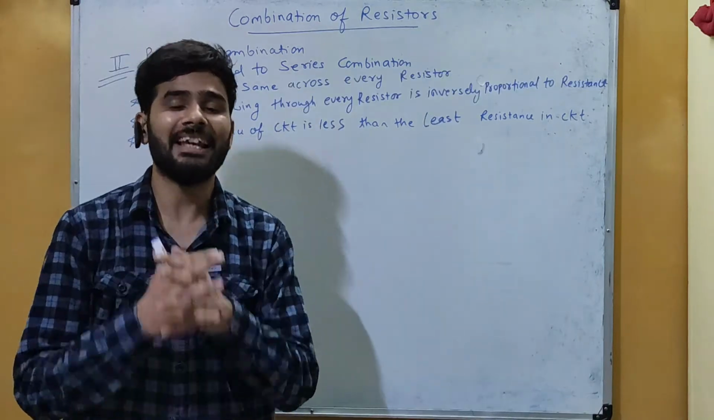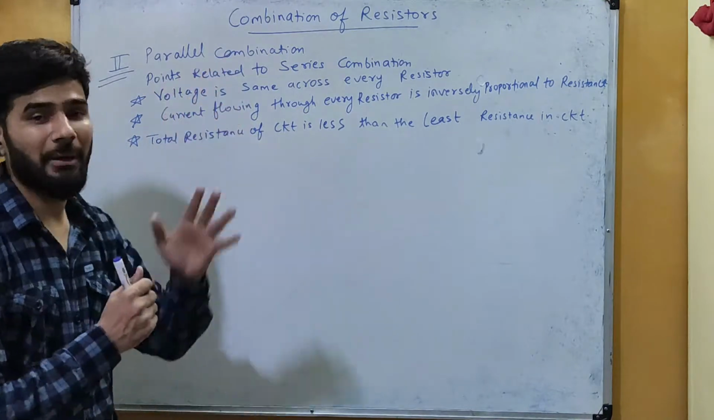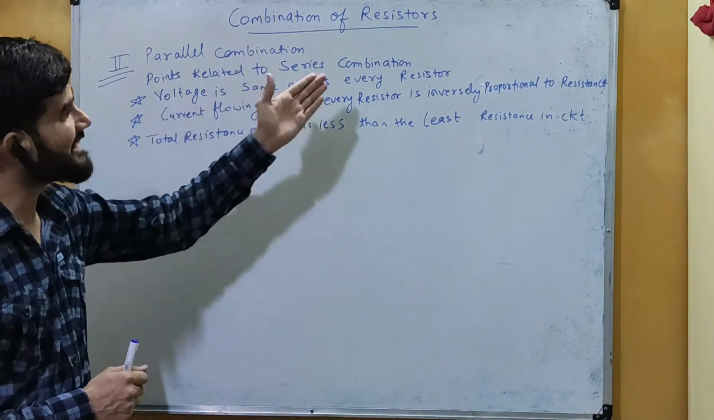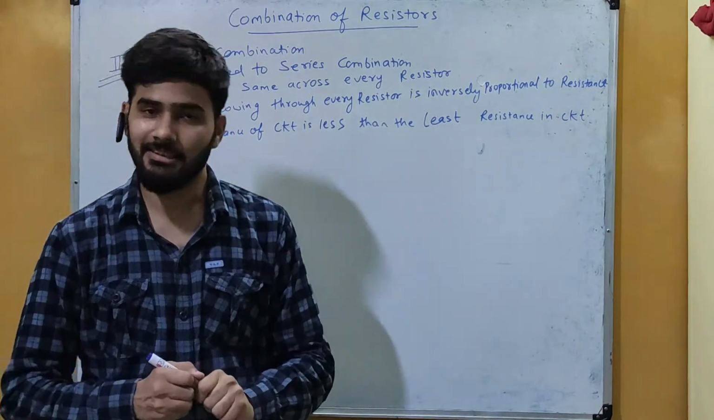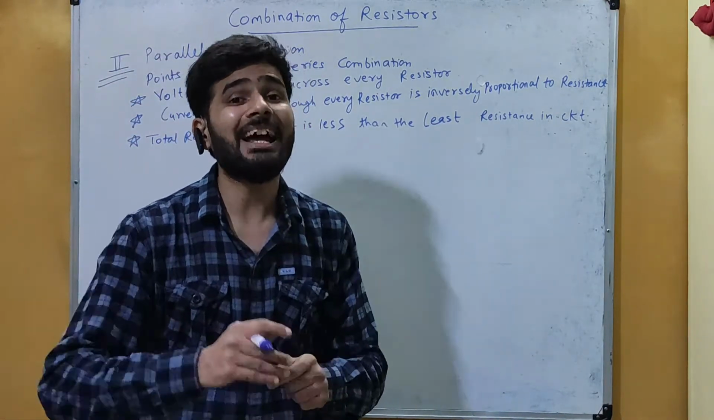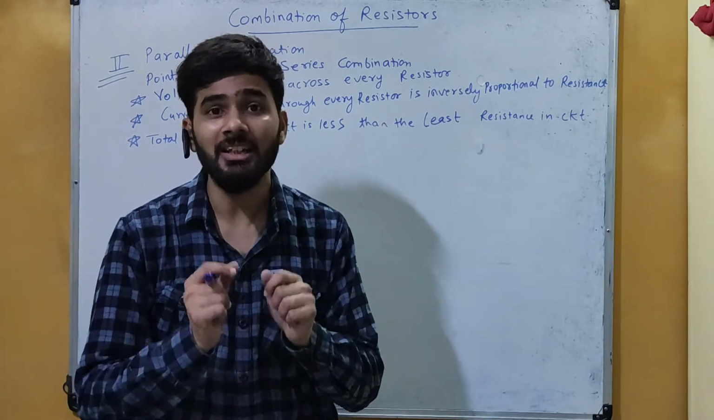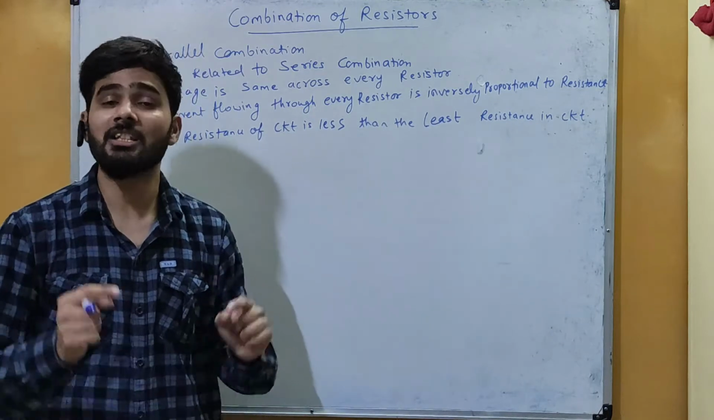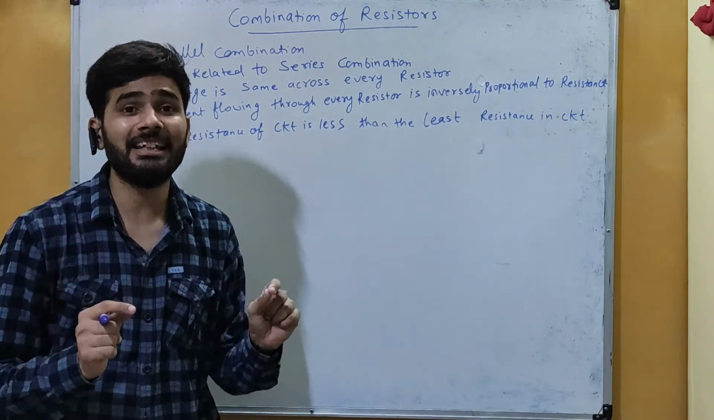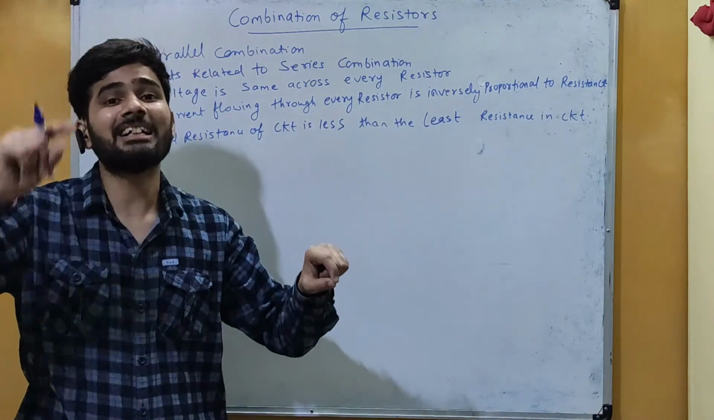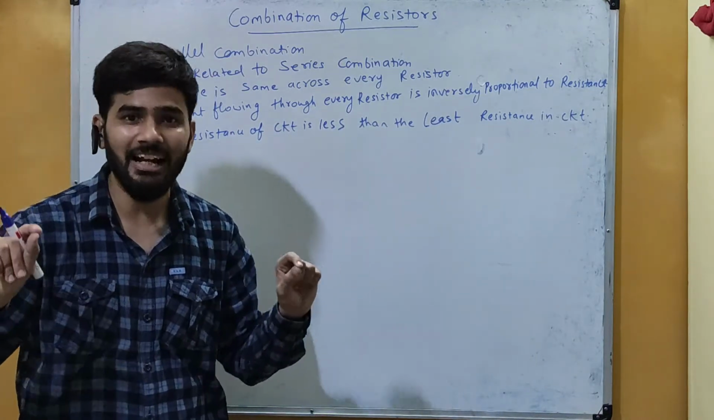Now we have the second type of the combination, that is the parallel combination. Okay, in this parallel combination the voltage is same across every resistor. Okay, now before going on that the property, we will see that how this parallel combination is. In the case of parallel combination, across each and every resistor the voltage is same, or you can say the one end of all the resistors they are connected at one point and the other end of all the resistors they are connected at one point.